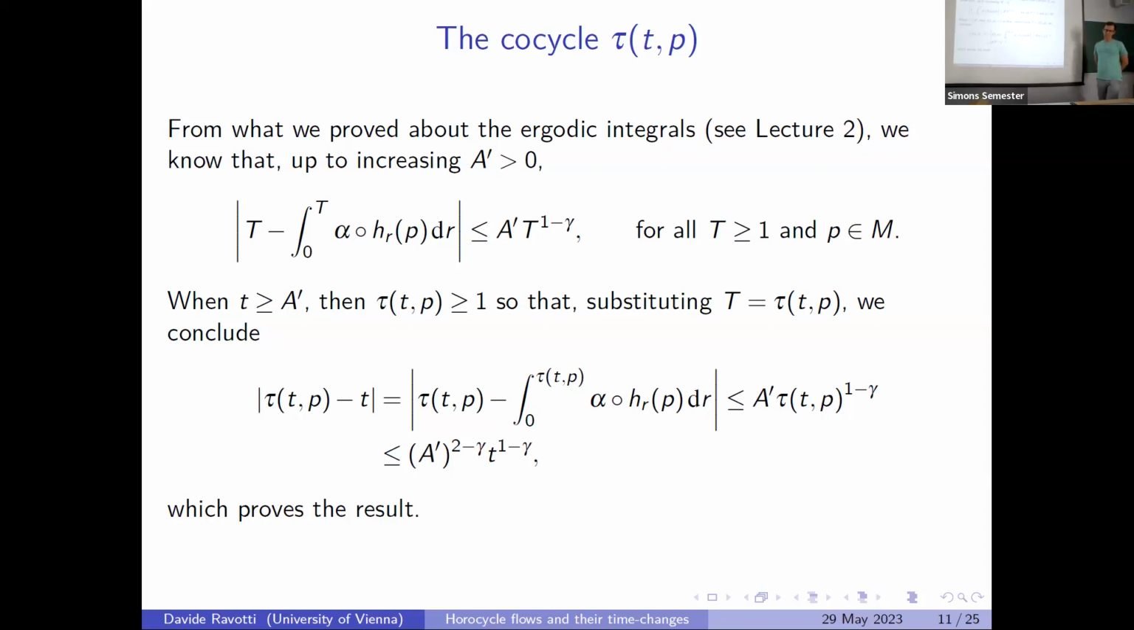Regarding ergodicity, I will say what the invariant measure is, and then we will prove that basically the same bounds for the ergodic averages that we found for the standard horocycle flow will be true also for time changes. Other questions? Would you repeat again? We proved that if it is compact, then the time change has to be sublinear with respect to T. Right.